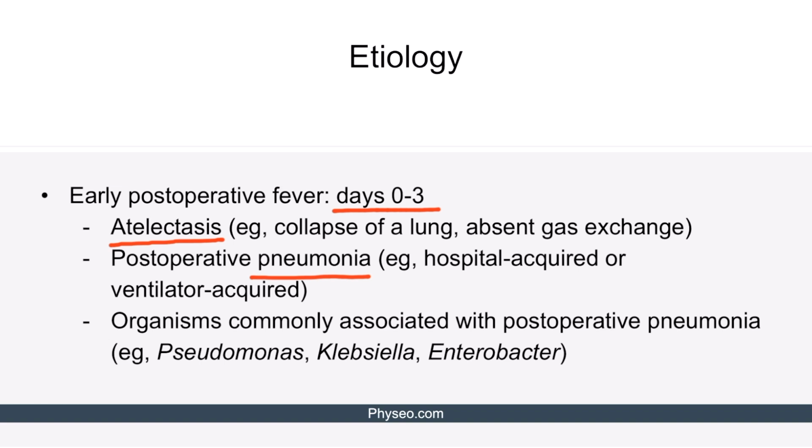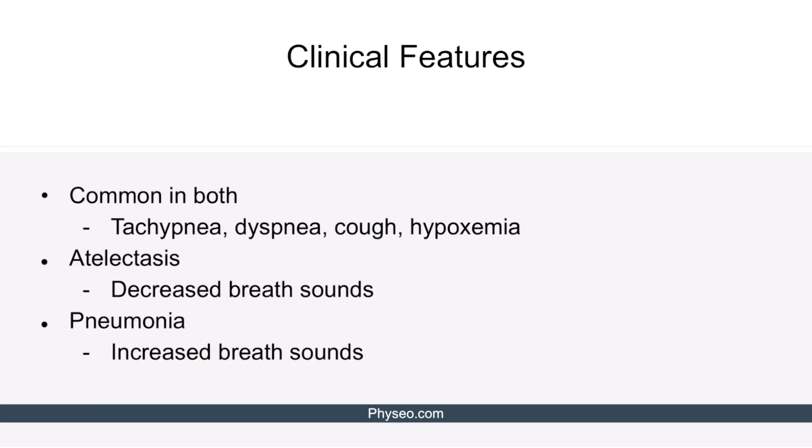So that was atelectasis. Now, postoperative pneumonia can be either hospital-acquired, occurring within 48 to 72 hours after admission, or ventilator-acquired, occurring 48 to 72 hours after endotracheal intubation. And note that most of the postoperative pneumonia cases are from gram-negative organisms like Pseudomonas, Klebsiella, and Enterobacter. So again, just to summarize, when we're dealing with early postoperative fever, you're thinking days 0 to 3, think atelectasis and pneumonia.